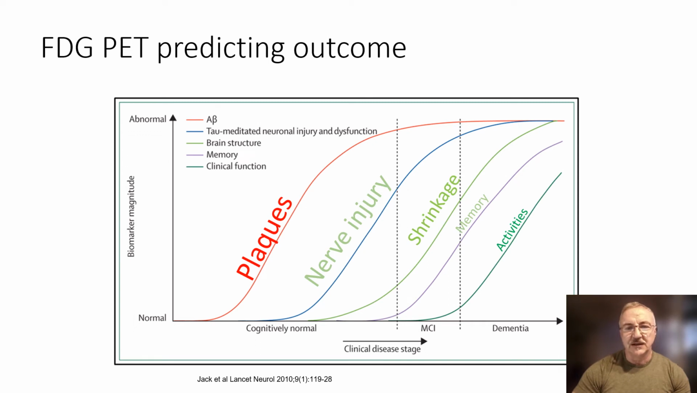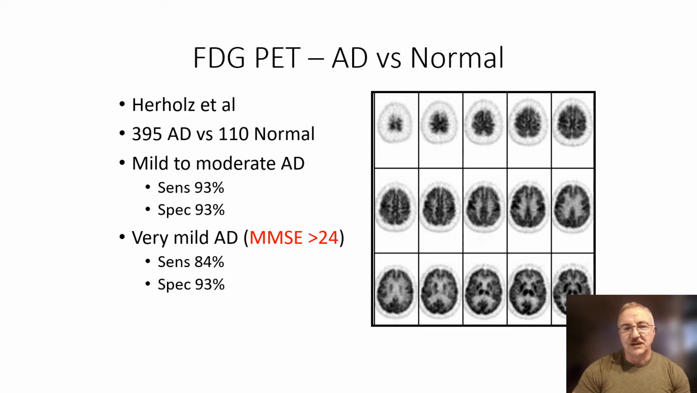So if we take the data from that trial, really what we're doing is seeing this early nerve injury and early disease and reaching forward into the future and being able to predict those patients who are going to develop significant disease. And I'll give you more evidence to support that. So in a study from Karl Herholz in Manchester, we compare Alzheimer's disease and normals in large numbers, and the sensitivity and specificity and the overall accuracy in mild to moderate Alzheimer's and very mild Alzheimer's is very, very good.